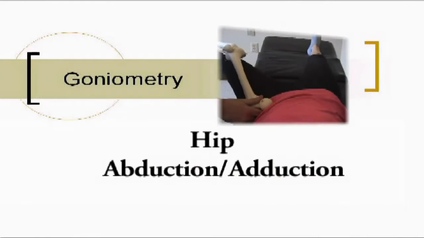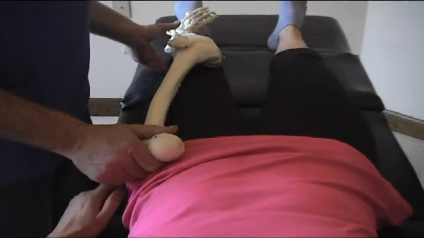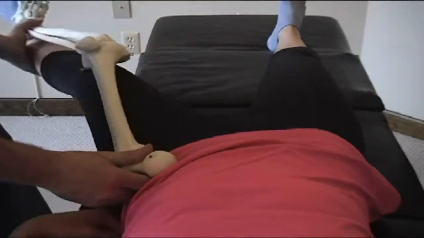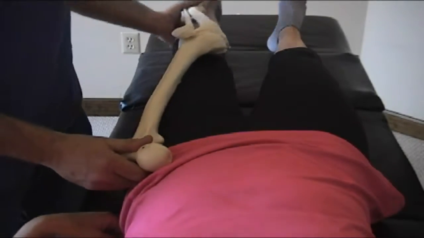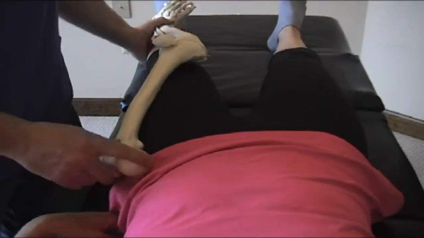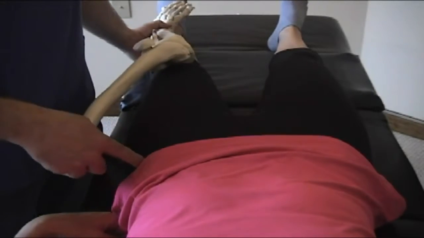Okay, so now we're going to do hip adduction and abduction. We'll do abduction first, where the leg is moving out. Hip adduction is when the leg moves across the body, okay? So the motion is happening here at the hip joint.